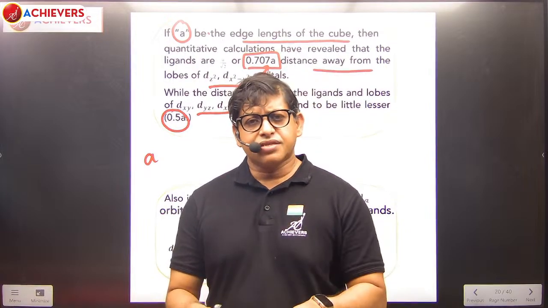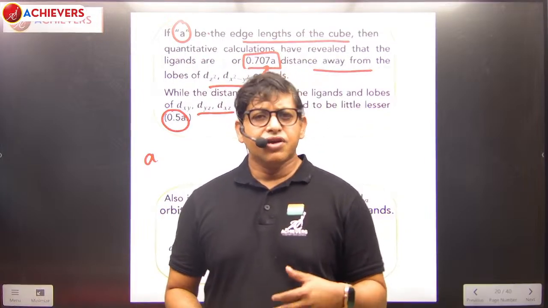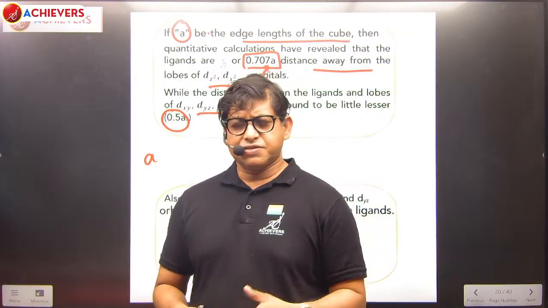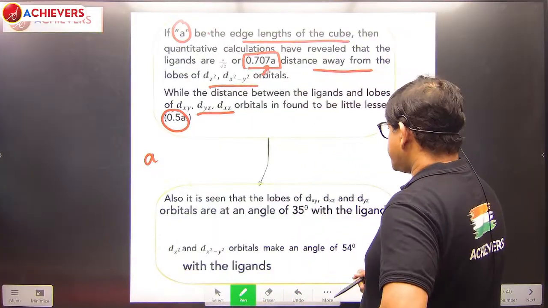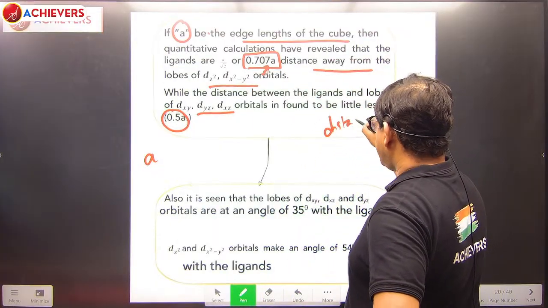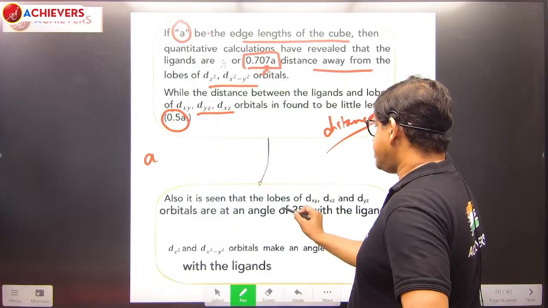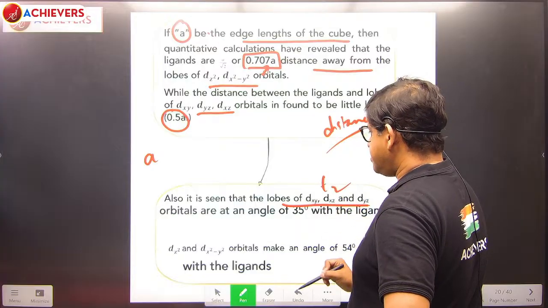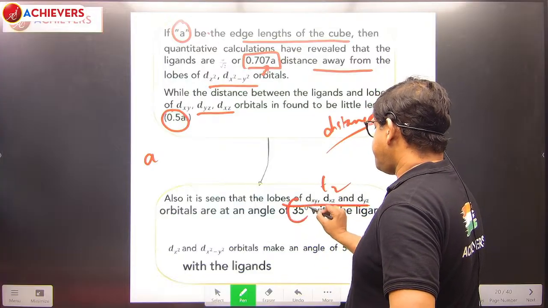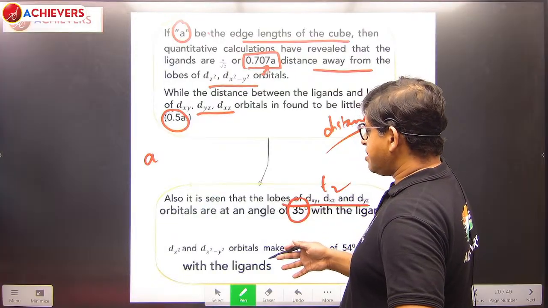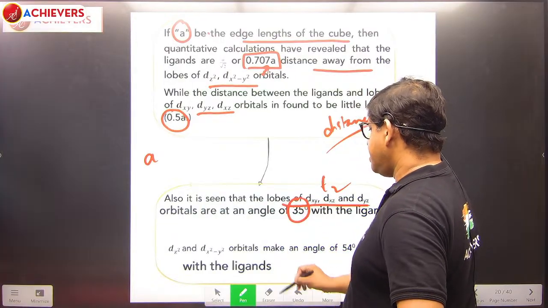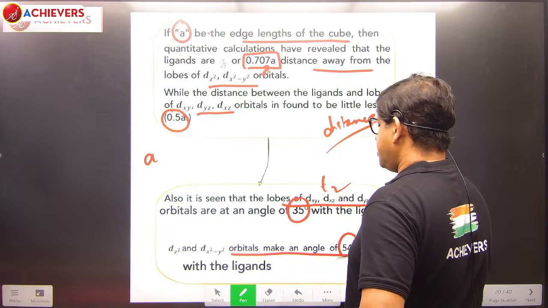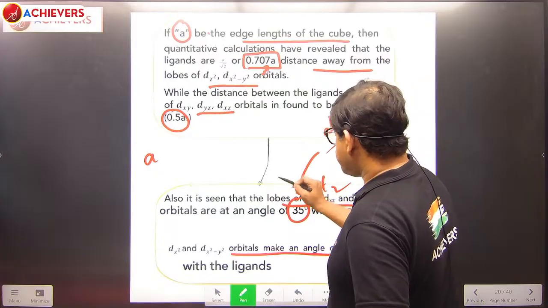Now this is the complete reverse of the octahedral. So we are calling this an inverted octahedral type of splitting geometry that we are now expecting. Also, this is about the distance, the data about the distance. Also it is seen that the lobes of the dxy, dxz, dyz, that is the T2 set of orbitals, are at an angle of 35 degrees with the ligand, whereas the dz square and dx square y square orbitals make 54 degrees with the ligand. So this angle is also less for the T2.